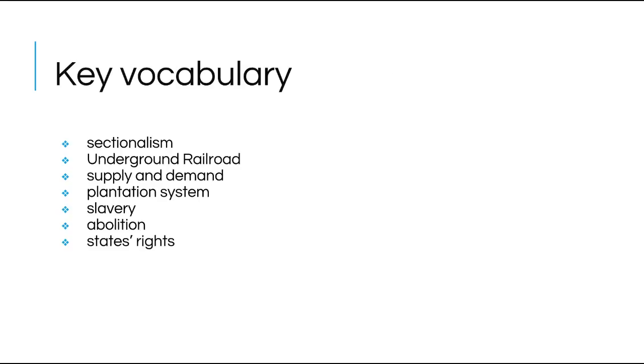So here's our key vocabulary. Your students should be familiar with the Underground Railroad, as they should have learned about Harriet Tubman in 3rd grade. But again, it's an area that's really important for kids to know about.